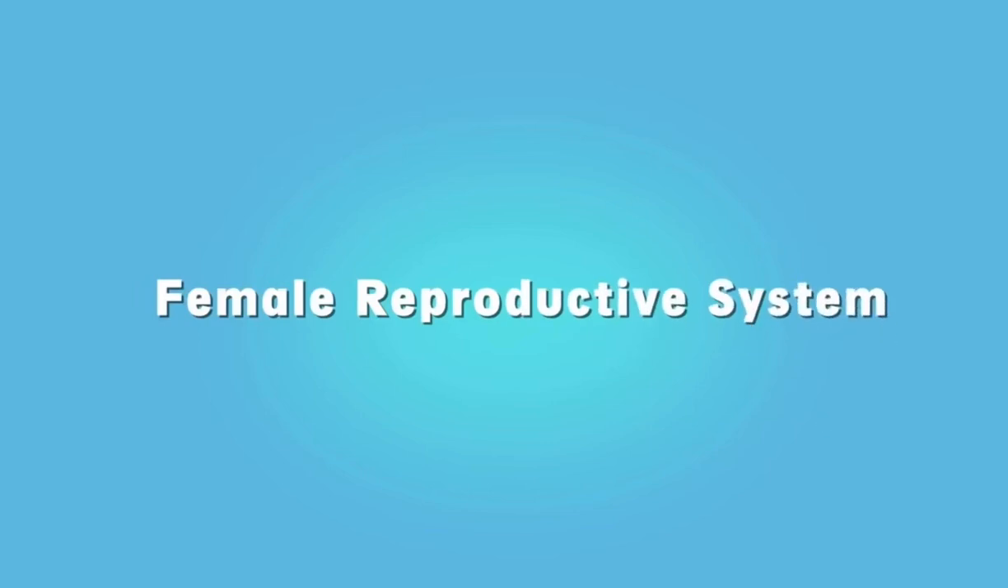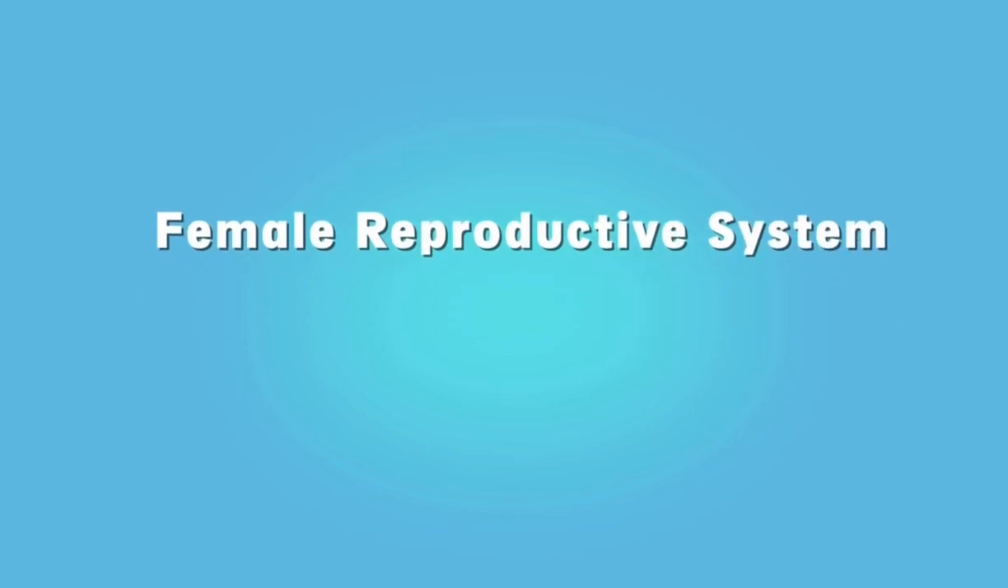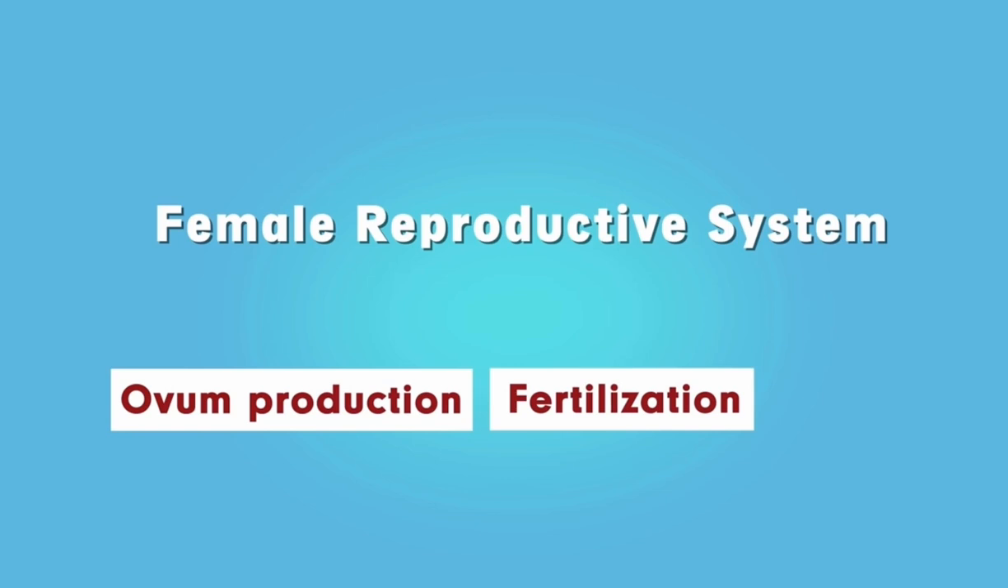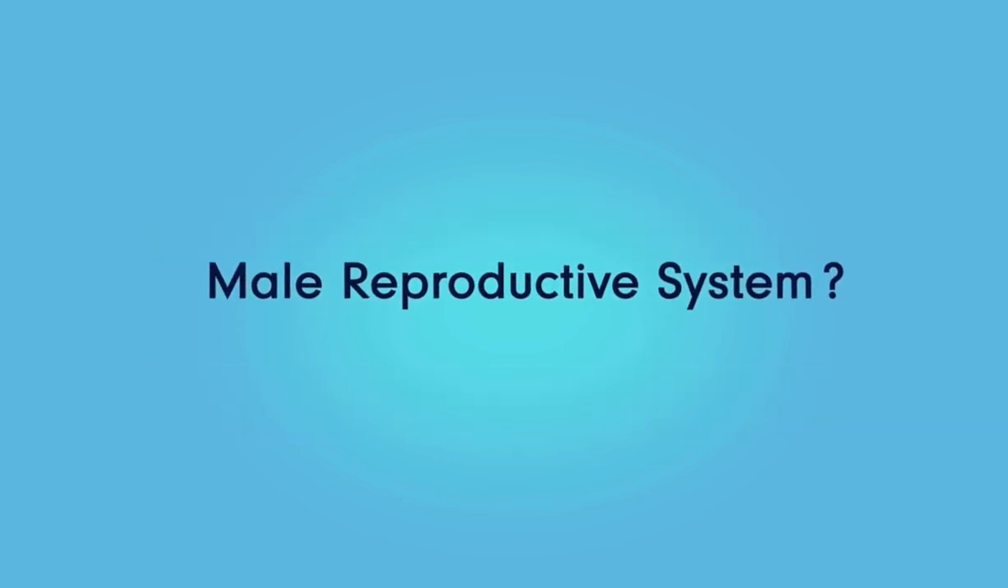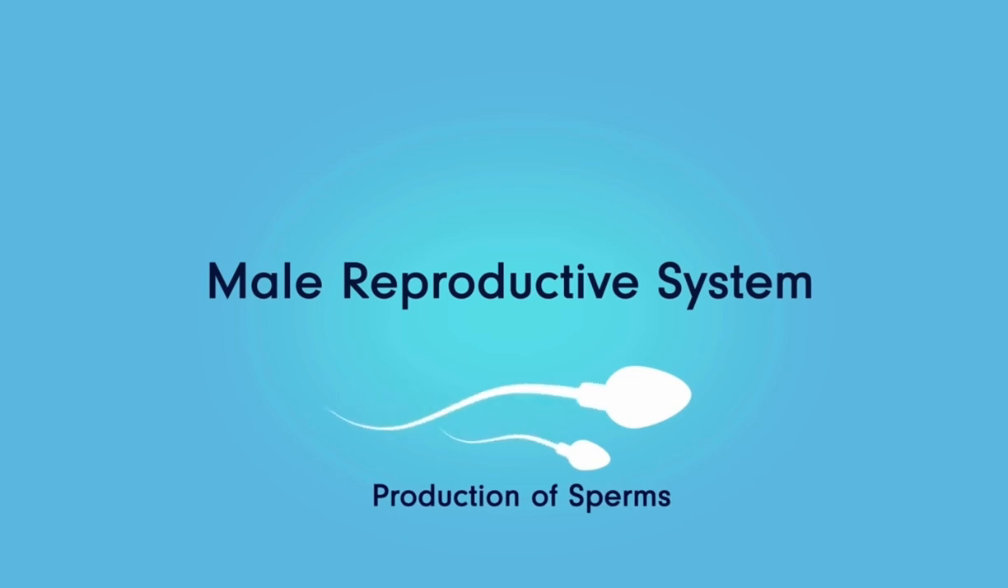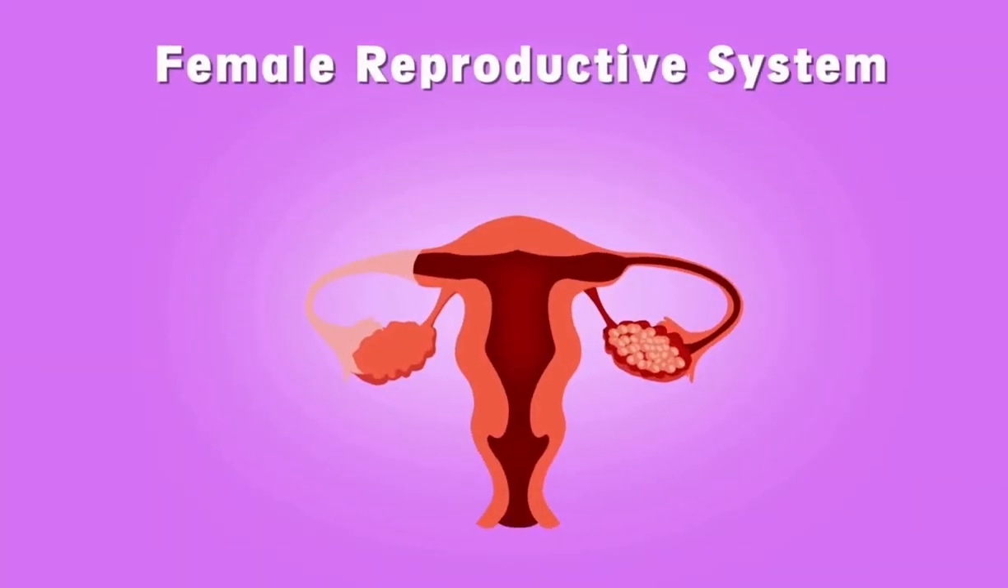Female reproductive system. The site of ovum production, fertilization and the uterus are all a part of the female reproductive system. Let's have a look at this important system in this video. Do you remember where we began studying the male reproductive system? Yes, it was the site of sperm production. Similarly, we will begin learning from the site of production of the egg cell or simply the ovum.